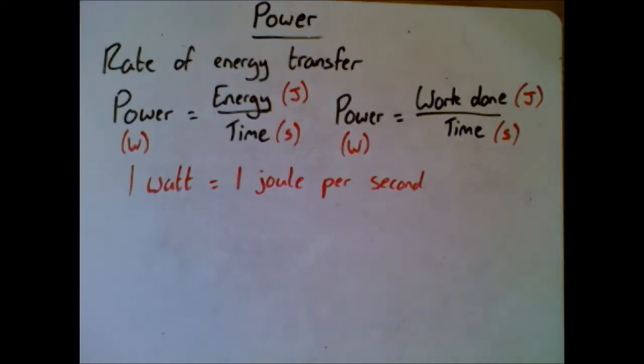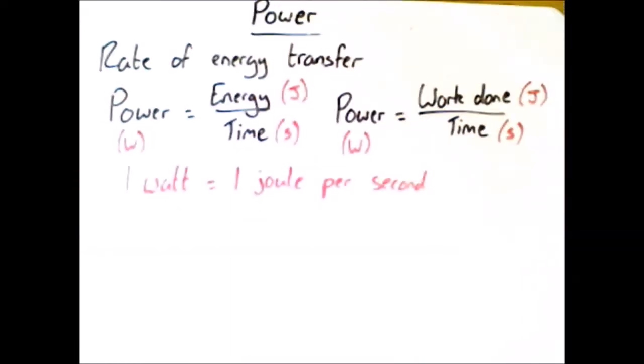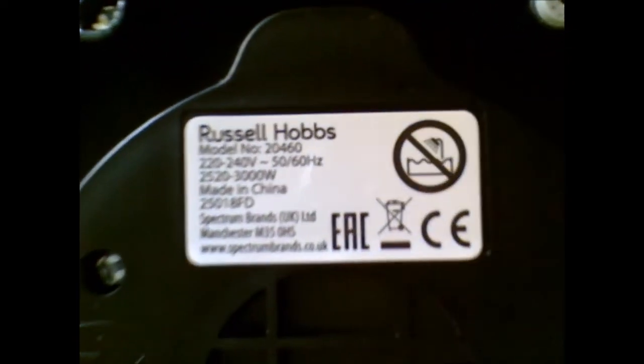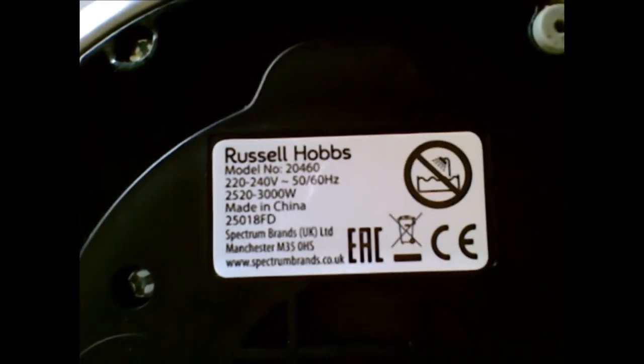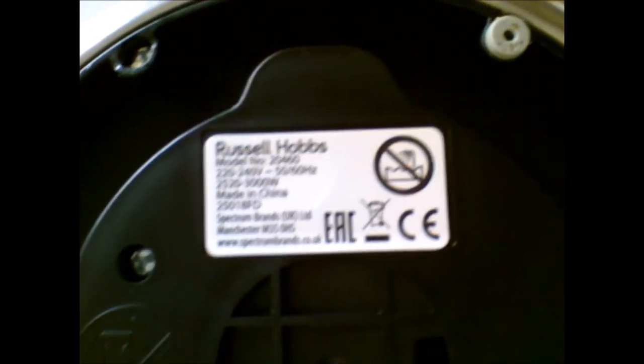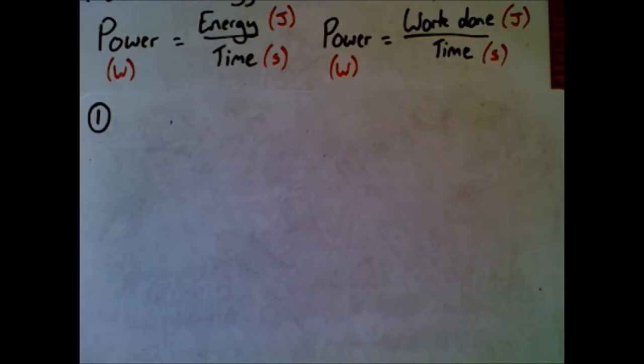Now you can often find on the bottom of appliances or devices their power, and see how much energy is being transferred. So here's a calculator, and if we look on the bottom of the calculator, it's actually my brother's, but don't tell him I've got it. You can see there on this side, it says 0.0002 watts. So that means 0.0002 joules of energy is being transferred every second. In contrast to that, this is the base of my kettle. And on the back, on the label, you can see it says 2,520 to 3,000 watts. So that means 3,000 joules of energy are being transferred every second in a kettle, or you might see that written as 3 kilowatts.